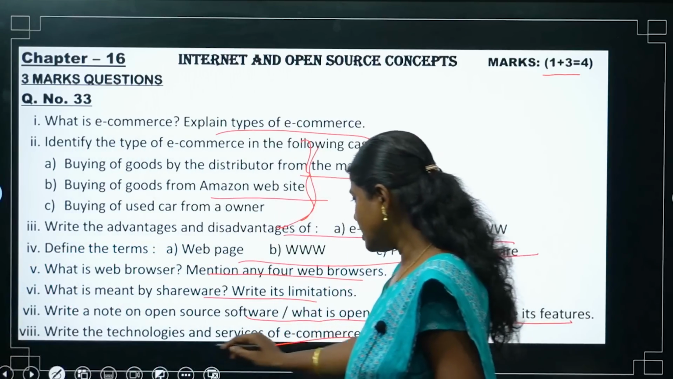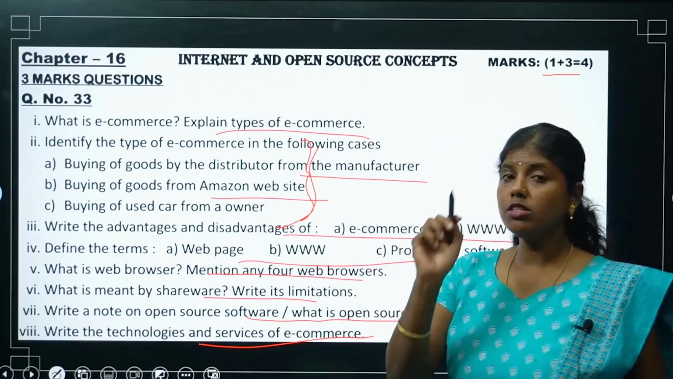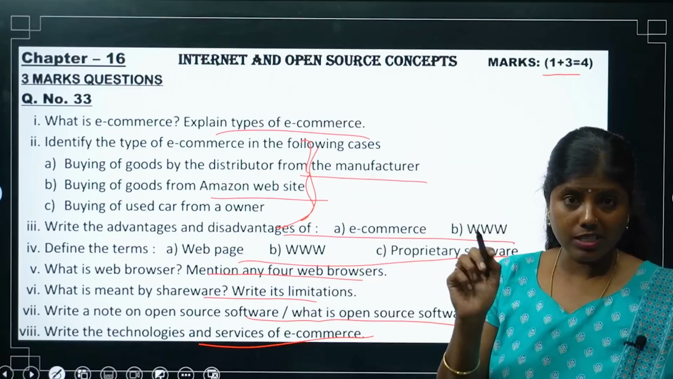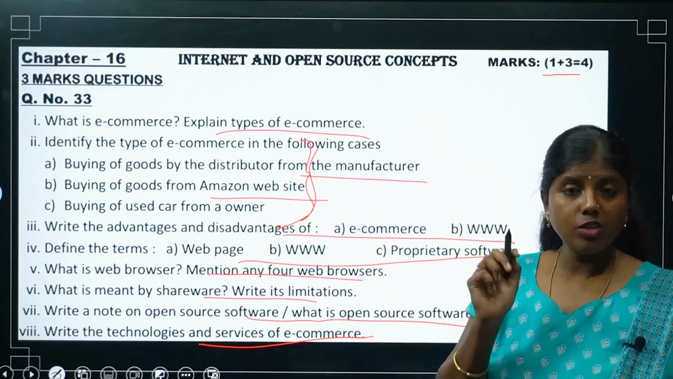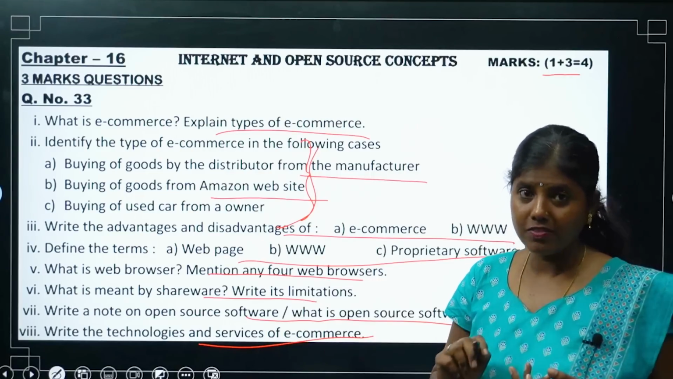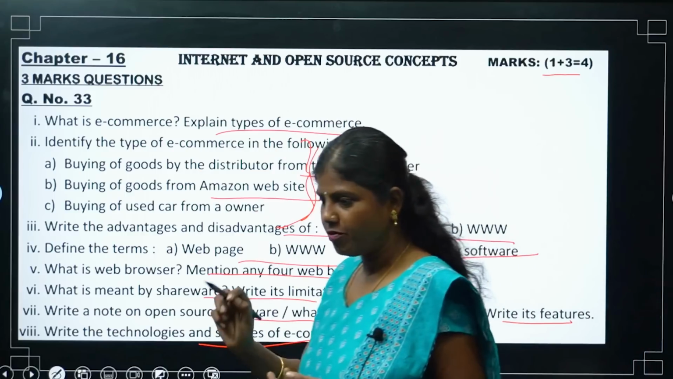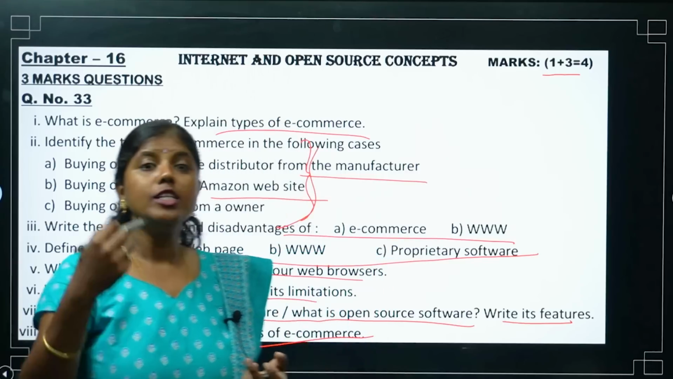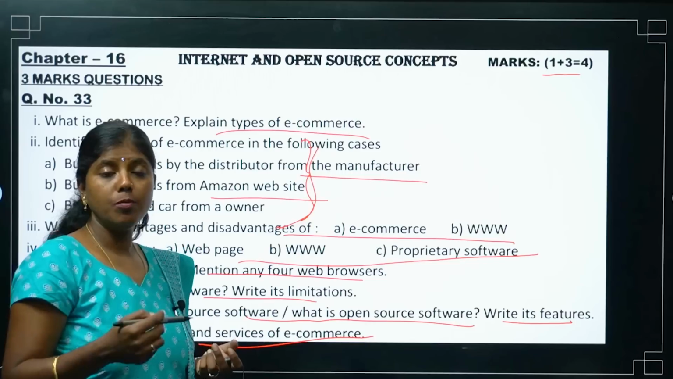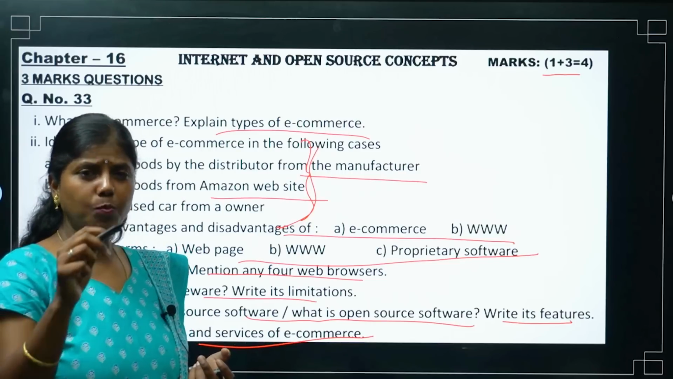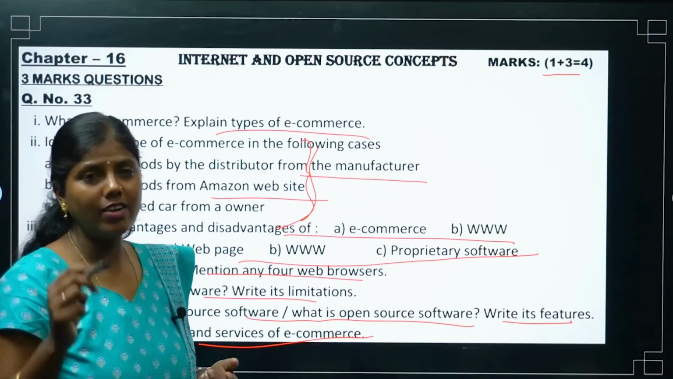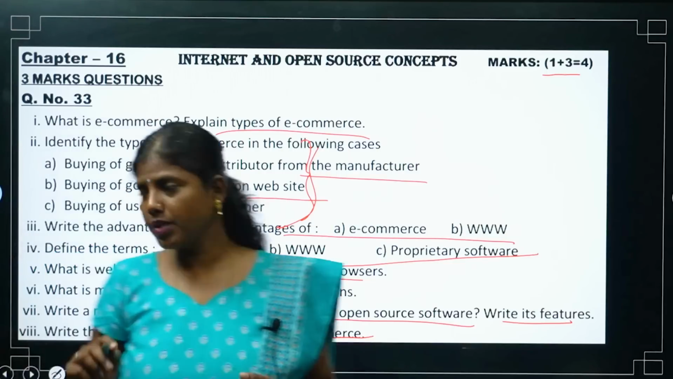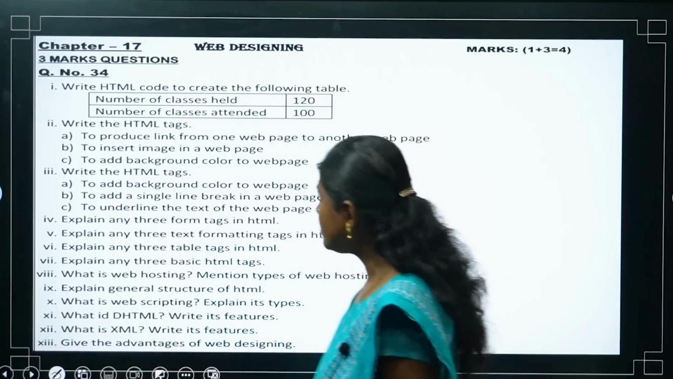Okay, technologies and services of e-commerce. When they ask you for the services and technologies of e-commerce, it is not the types of e-commerce. Technology and services of e-commerce is about electronic fund transfer. We have NEFT, RTGS, online payment like Google Pay, and then Paytm. They've highlighted this point in the textbook. Please refer to that and write it. Don't get confused. It is not the types of e-commerce. Clear?